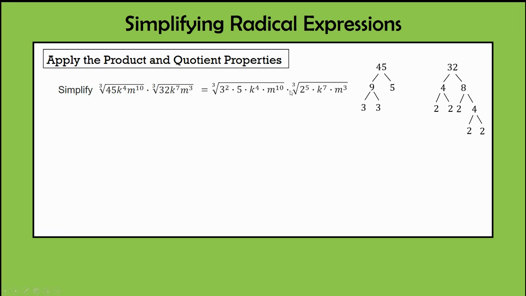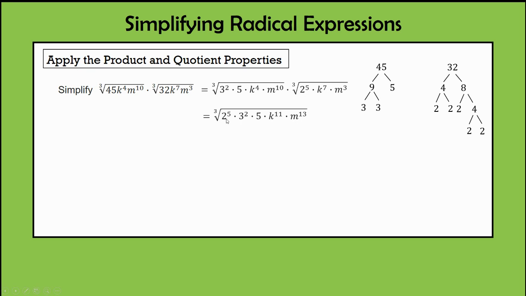All right. Because we're multiplying these together, then I can take this product and put them all under one symbol. So that'll give me 2 to the 5th, 3 squared, 5. None of the numbers I get to combine anything. But the variables, k to the 4th times k to the 7th is k to the 11th. M to the 10th times m to the 3rd is m to the 13th. So now I have combined my two radicals, cube roots.